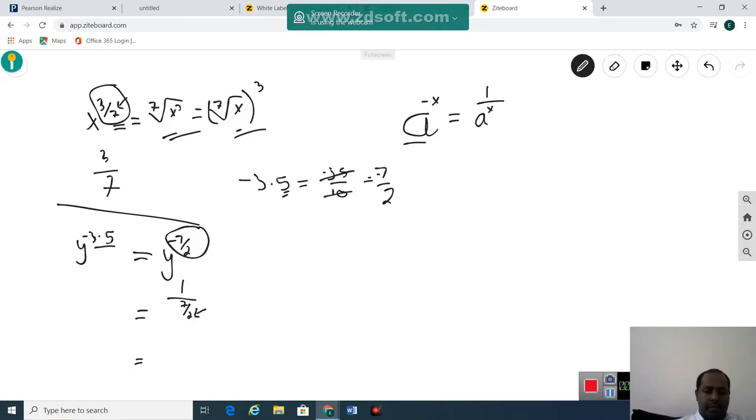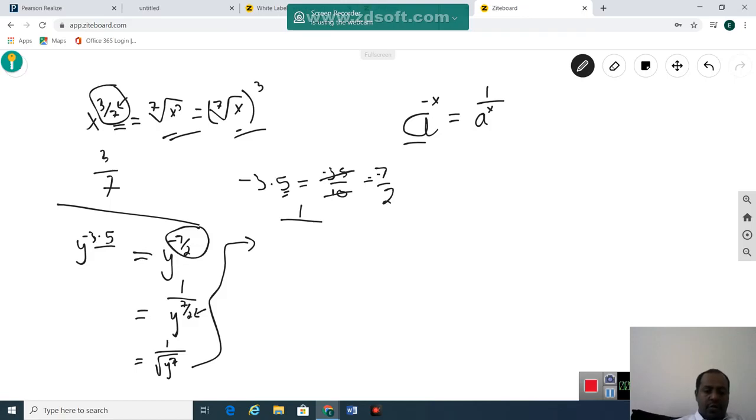I'll get 1 over y to the power of 7 over 2, which is the same as 1 over, since the index is 2, simply the square root of y to the power of 7. And then I have to simplify the radical. So how can I change this into a radical expression in more simplified form?